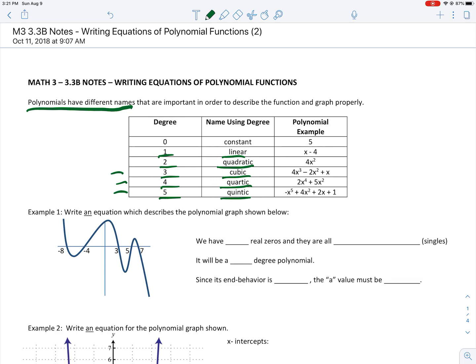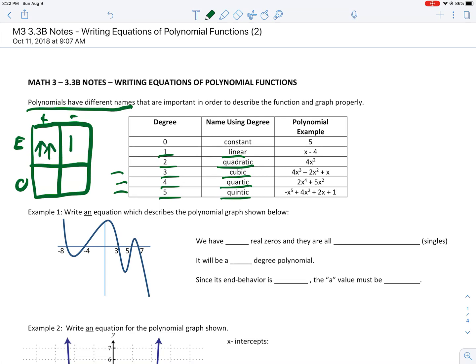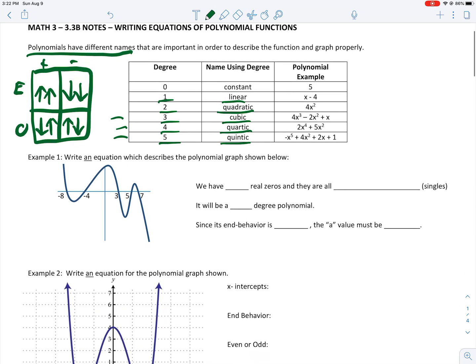We did a lot of stuff with quadratics in the last unit. You did a lot of stuff last year in Math 2 with quadratics. Now remember, within behavior, we want our little box. So we have even, odd, positive, negative, so high to high. Minus means opposite, so low to low. Low to high, opposite of that would be high to low. So that's our end behavior. That's going to help us determine, as we write our equation if we're finding the a value, is it positive or negative. So we want to write an equation that describes the polynomial graph.